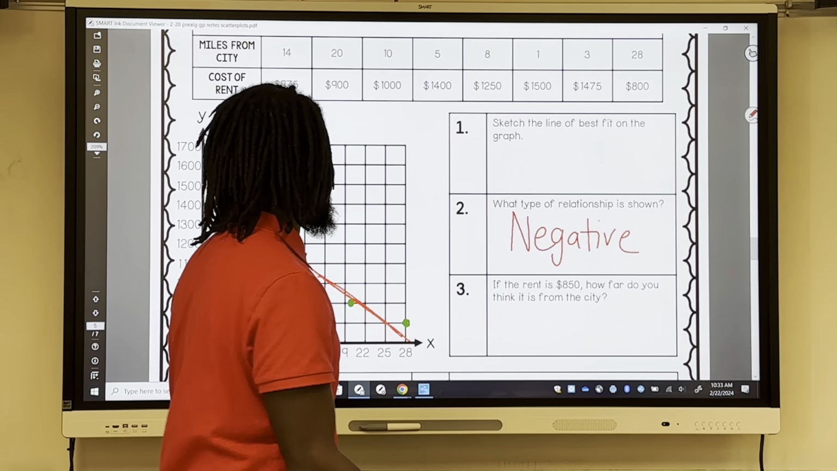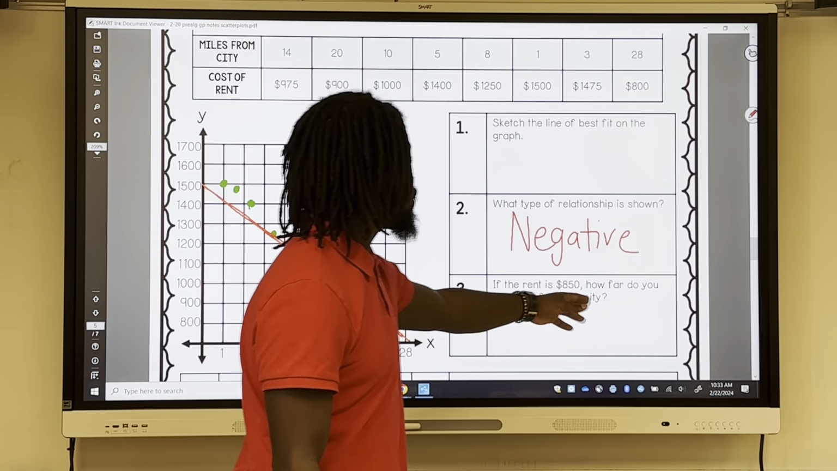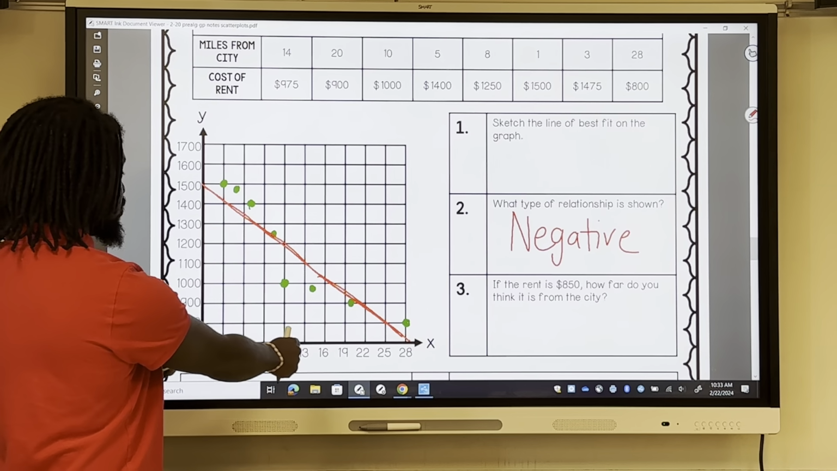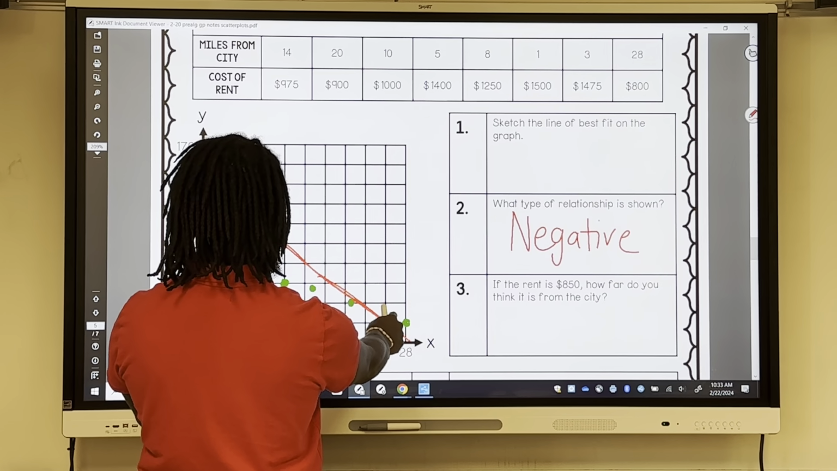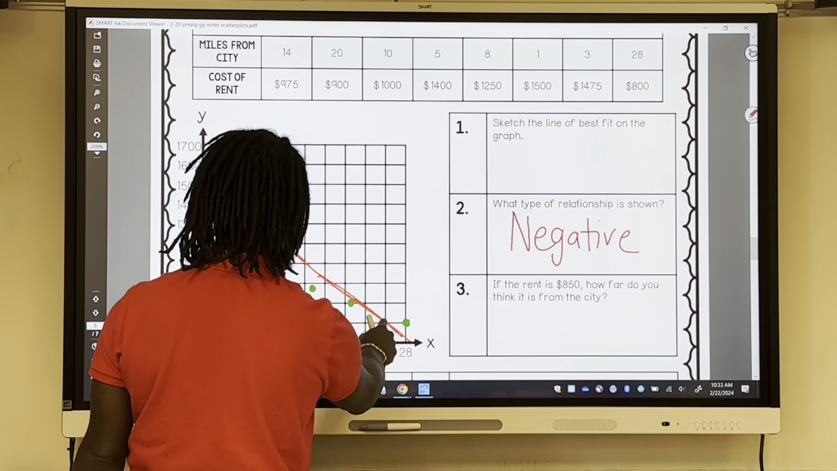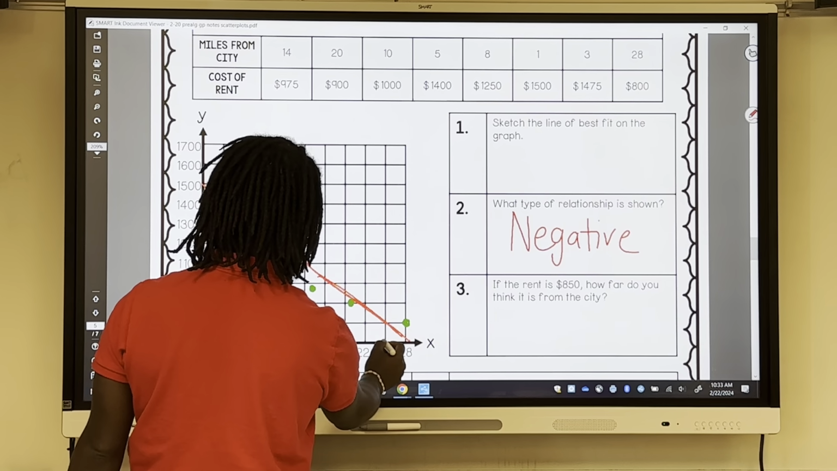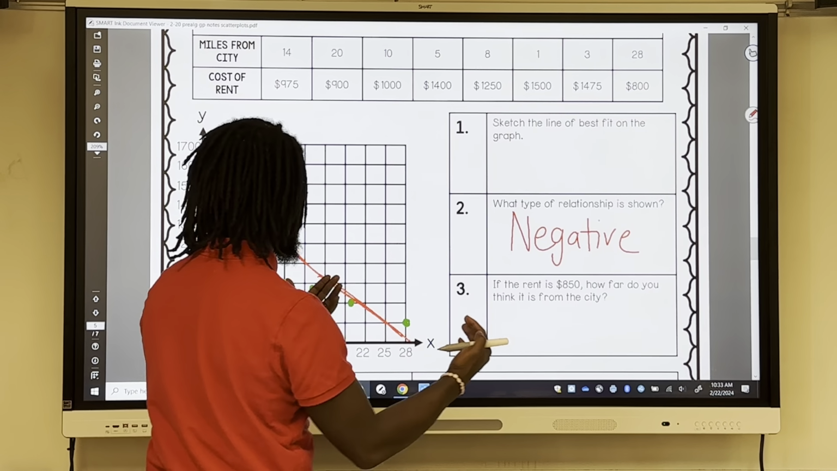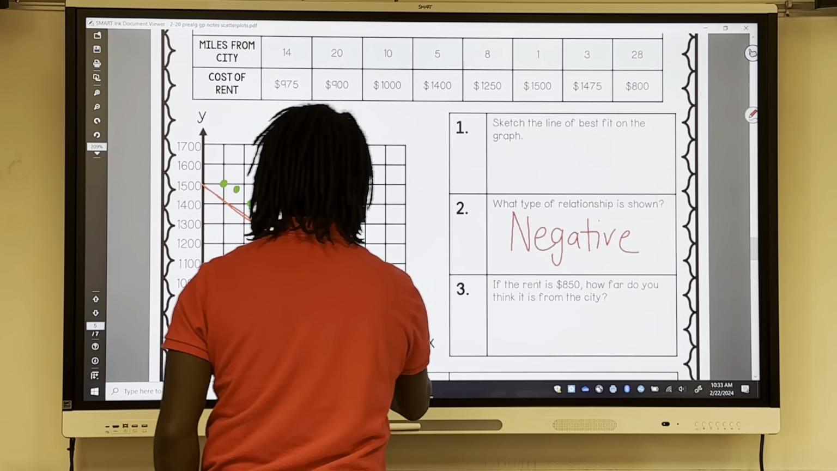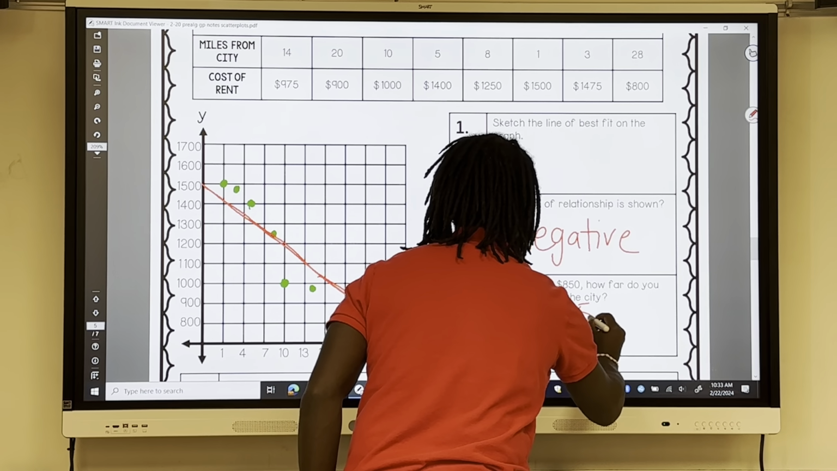All right, and then question number 3 says, if the rent is $850, how far do you think it is from the city? Again, if I'm looking at my graph, 850 is about right up in here. So where would I expect this to be? Well, I would expect it to be somewhere in here between 22 and 25.